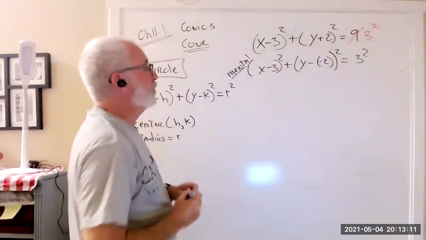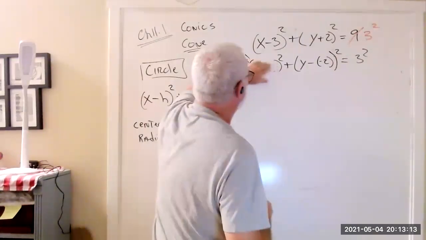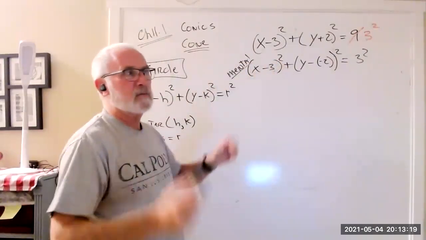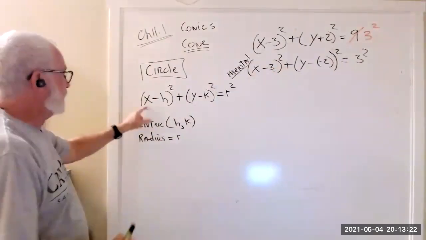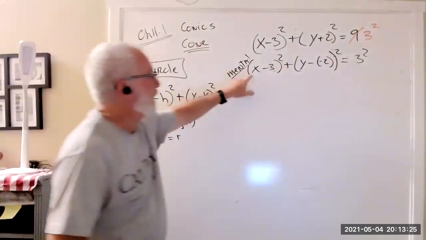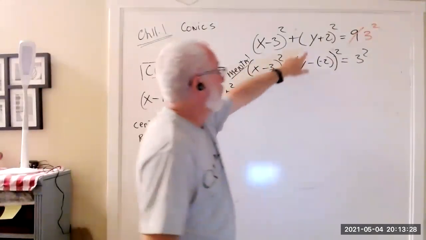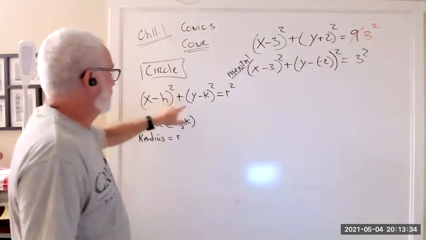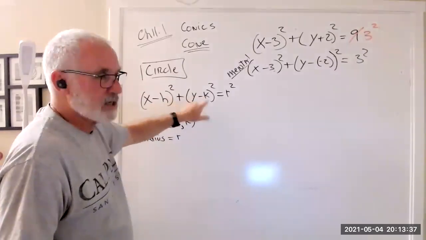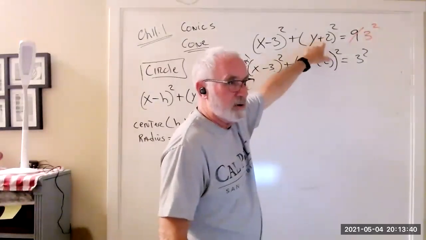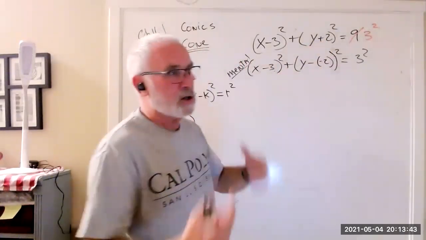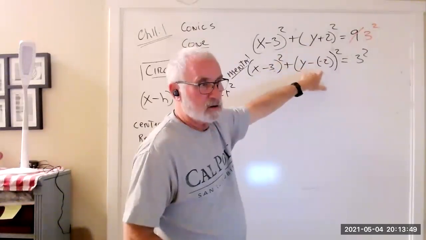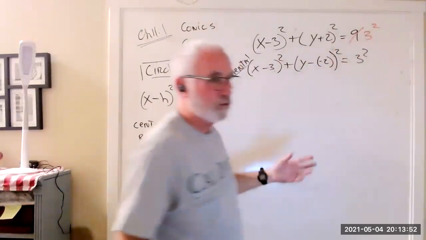Let me move out of the way so you can see what I did. The x quantity was fine, because it fit the form x minus a number. But the y quantity didn't fit the form. The form says it's got to be y minus k, and we have y plus a number. So you have to use your pre-algebra knowledge and turn this plus into a minus. And we already talked about how the radius was 3.